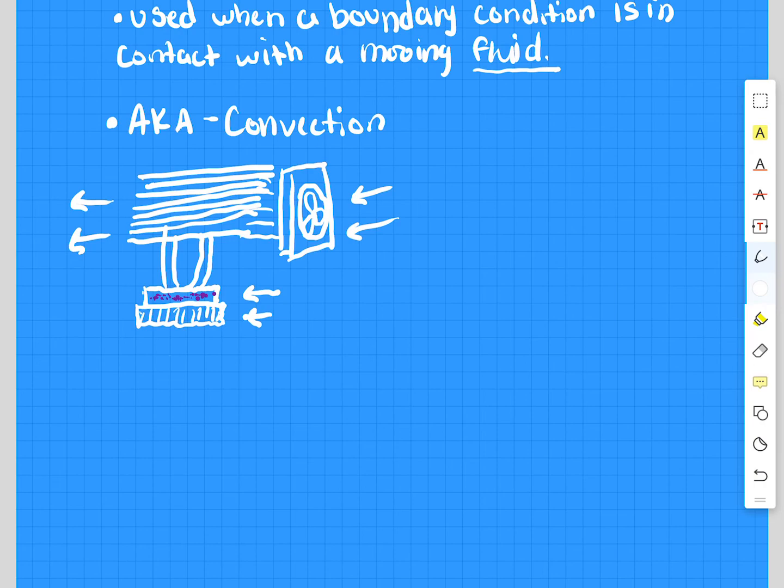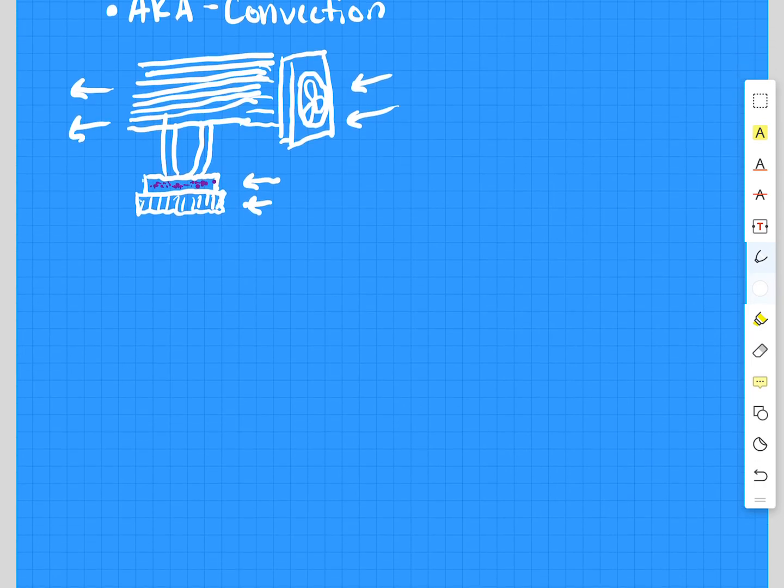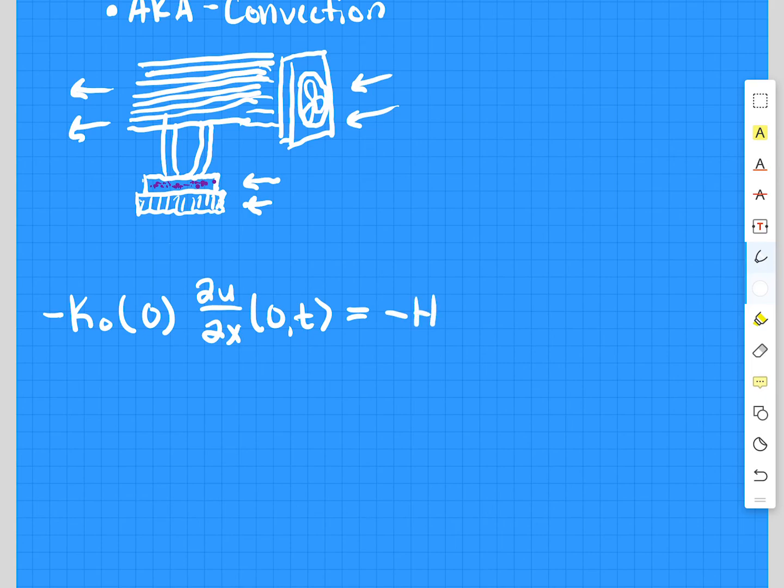So with that said, how do we write this in more mathematical terms? Well, we have an equation. Not surprisingly, we're going to have our constant times partial u over partial x at the origin equal to some negative h, and I'll explain what this h constant is, times u of 0, t minus u_b of t.